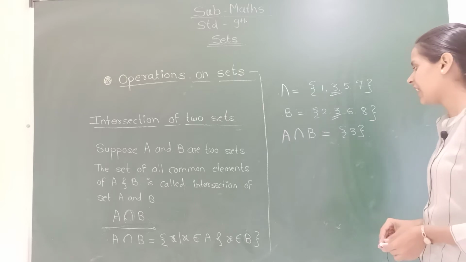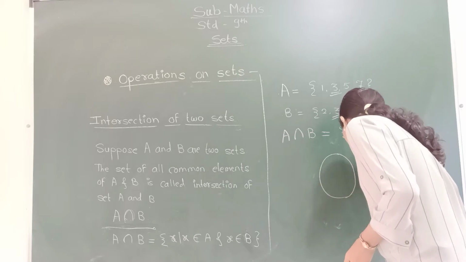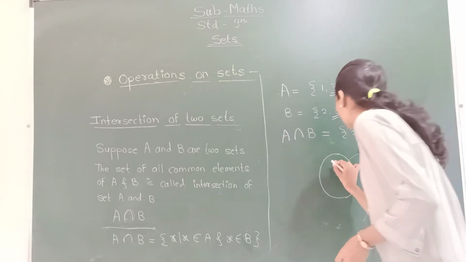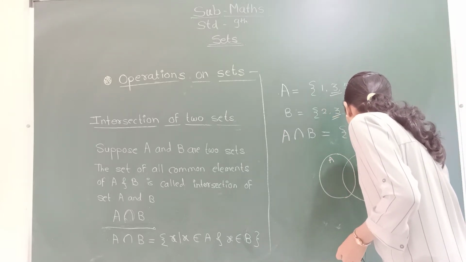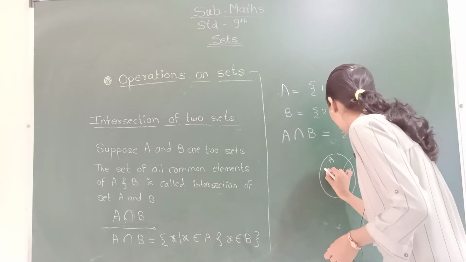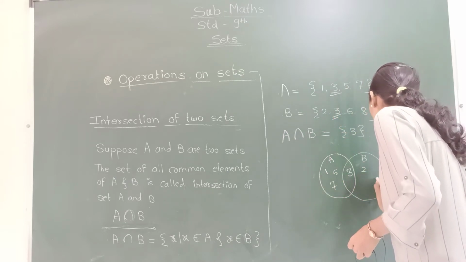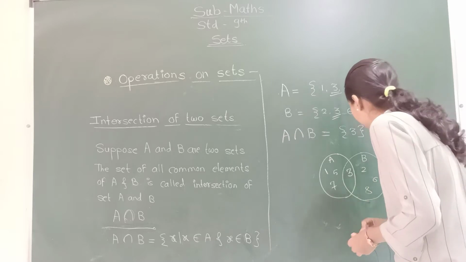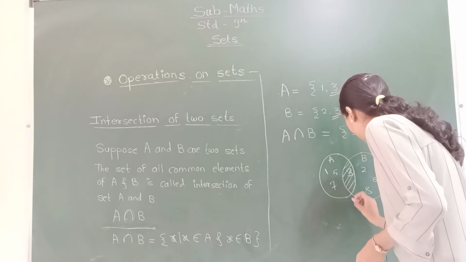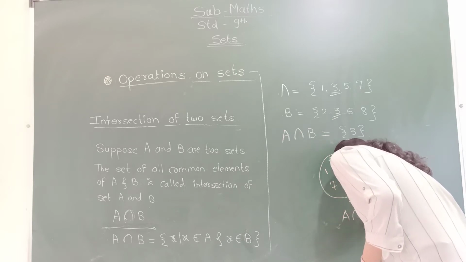We will draw the Venn diagram for this. Keep in mind, while drawing a Venn diagram, we must use closed figures. We will write set A and set B. 3 is the common element, and the remaining elements from set A are 1, 5 and 7, and in set B, 2, 6 and 8, while this is the common element, the common area called A intersection B.